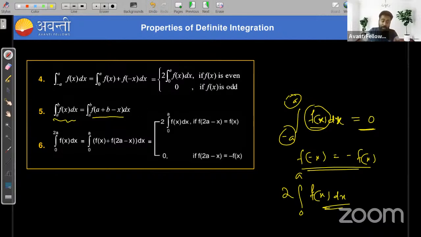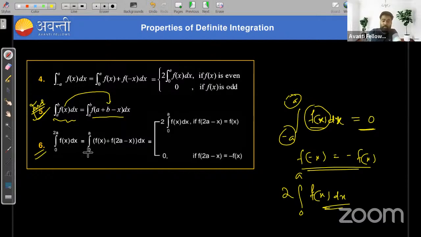That means what we are doing, we are substituting x as lower limit plus upper limit minus x. Is that clear? Okay. This one is a very important property, and this is known as the King property. Okay. And come to the sixth one.